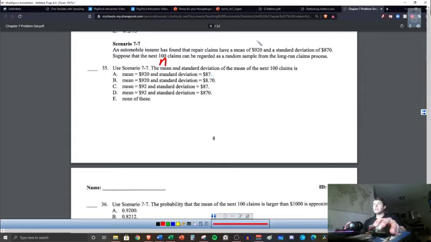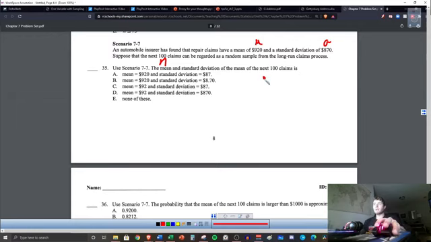All right. This is the true mean. This is the parameter, and this is the standard deviation of the population. So these are all population parameters here. And now we're going to say the mean and standard deviation of the mean of the next 100 claims. So this is the sampling distribution. If I take a sample of 100 claims, calculate the mean of that, and then we start building a distribution like we did with the words from the Gettysburg Address, what will be the mean of that distribution, and what will be the standard deviation?